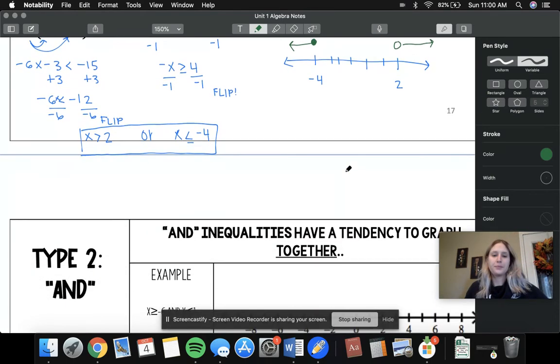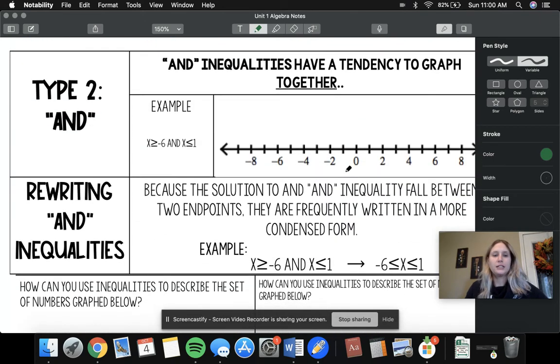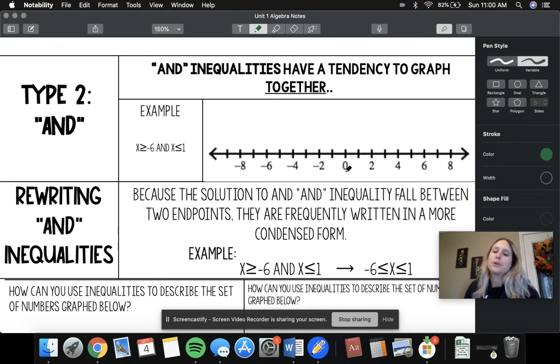Okay. Now on to page 18. This one we have the word and. Okay, so inequalities with the word and have a tendency to be graphed together. Okay, so I'm going to show you guys how we would graph this and see what we're talking about, and then we have a different way to write the word and, so we'll talk about that.